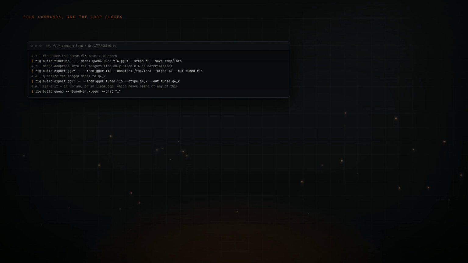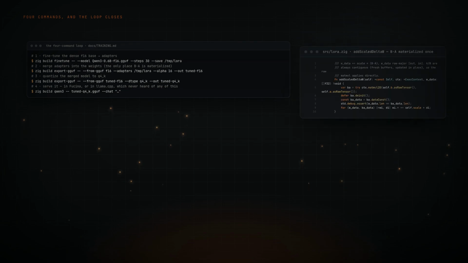This is the only place B times A has ever materialized. 3. Quantize the merged file to Q4_K. 4. Serve it. In Fucina or in llama.cpp, which has never heard of any of this.